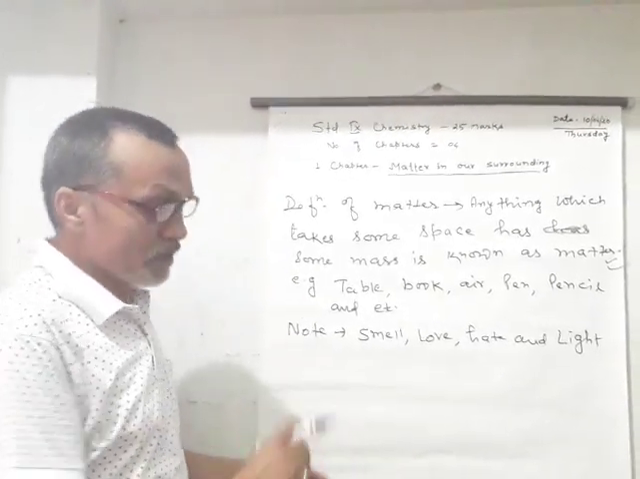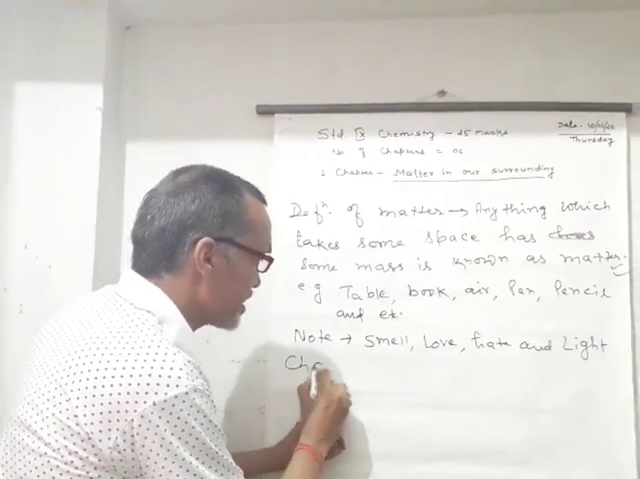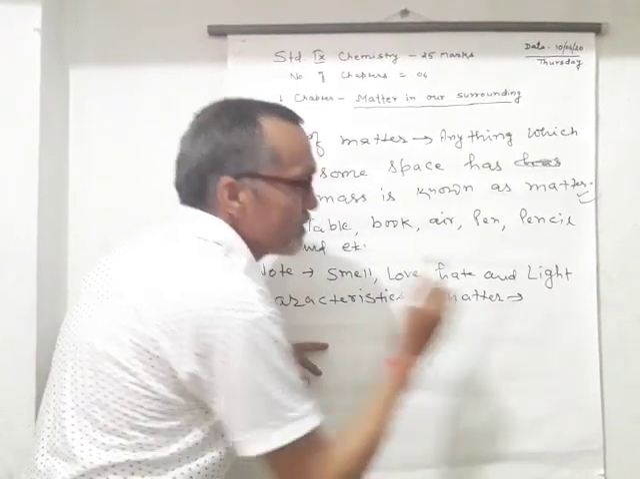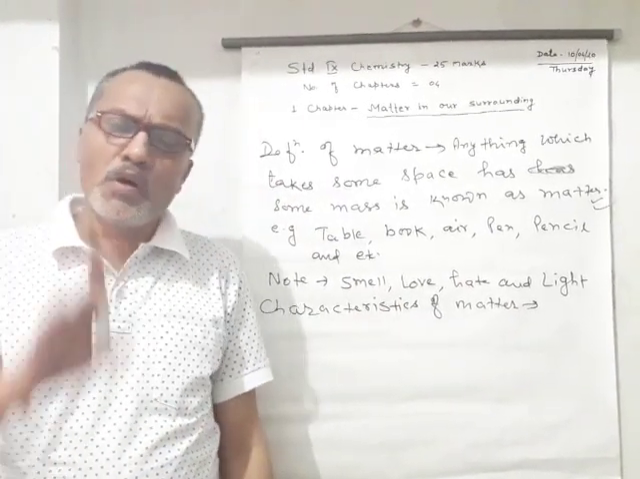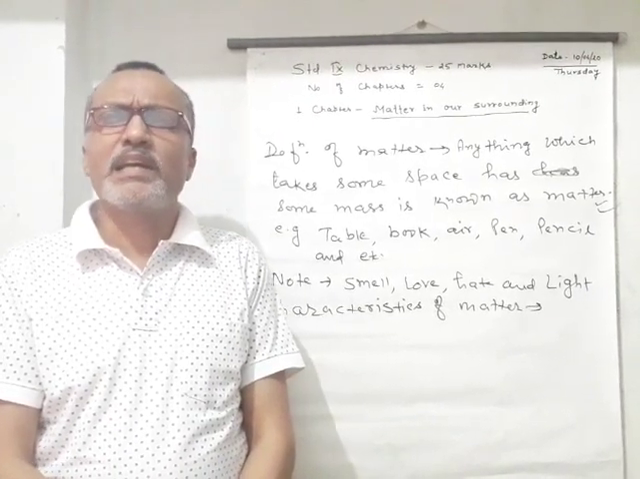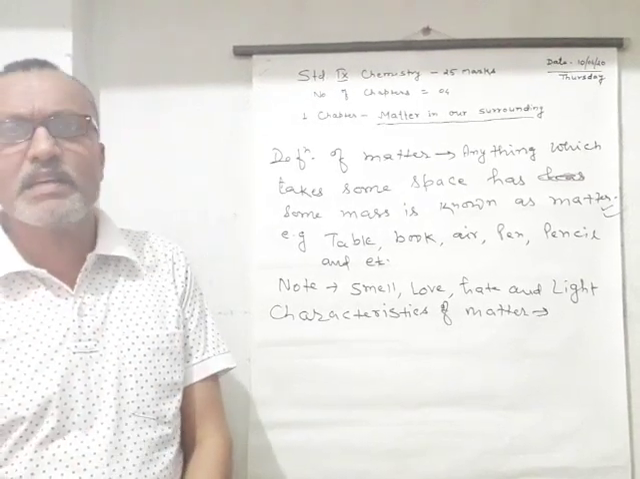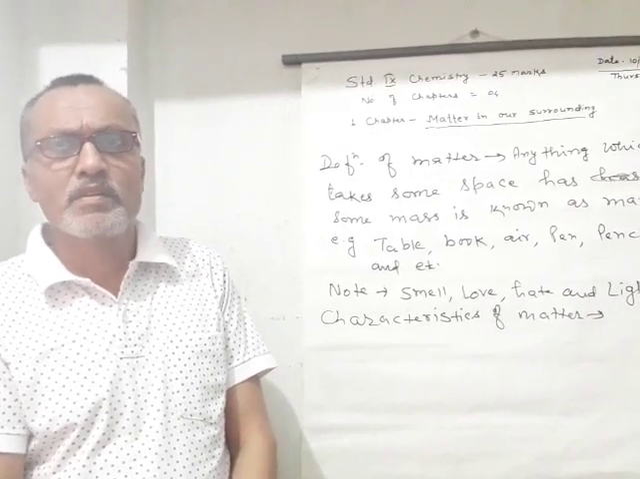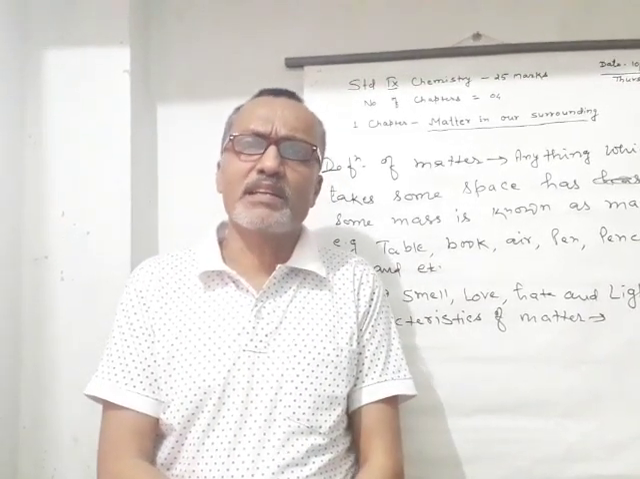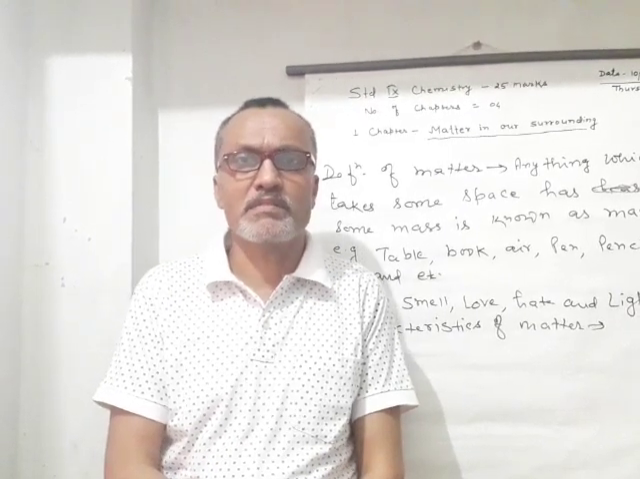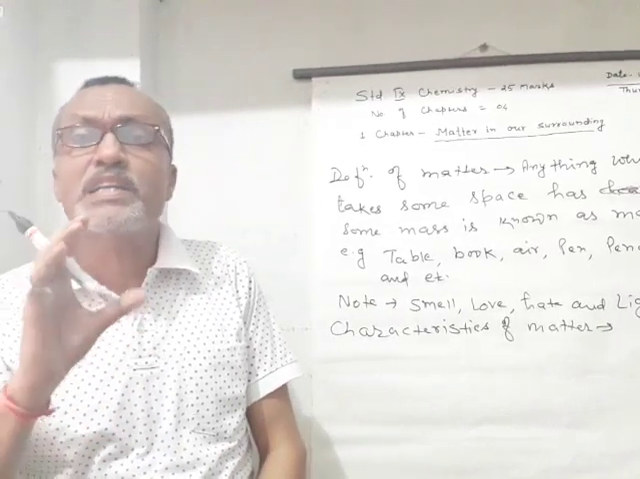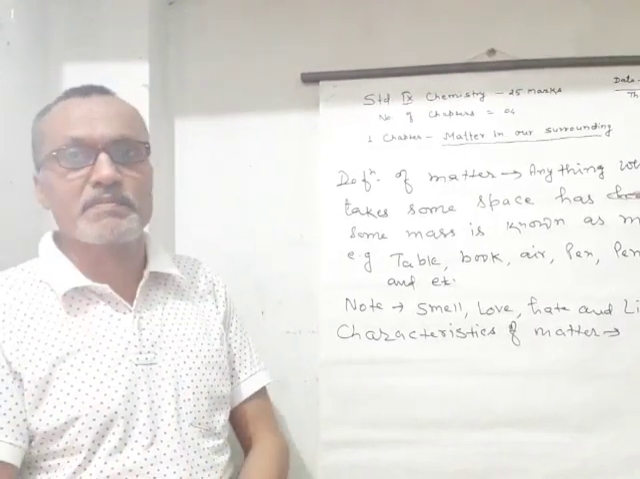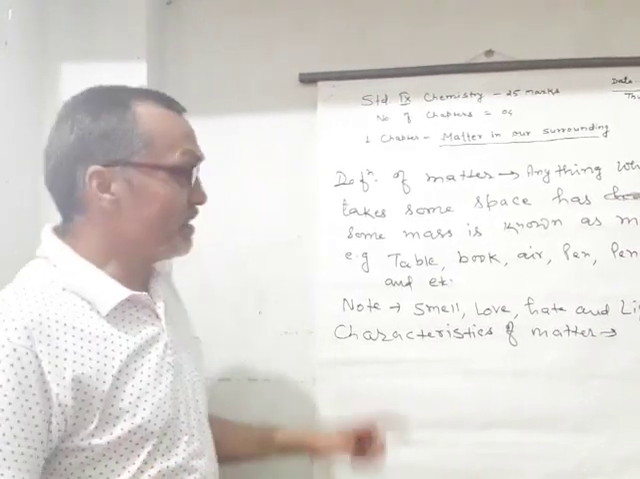Now, students, I am going to explain the characteristics of matter. Long back, people thought that matter is continuous, like a solid block of wood. But with the advancement of science, from various experiments, it became clear that matter is not continuous. It is particulate. It means matter is made up of particles. It has a particulate nature.